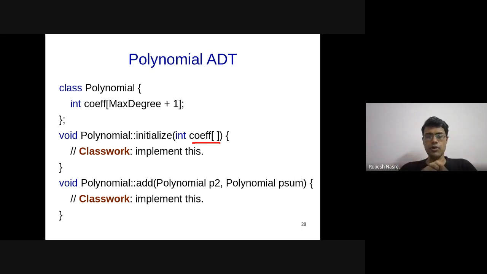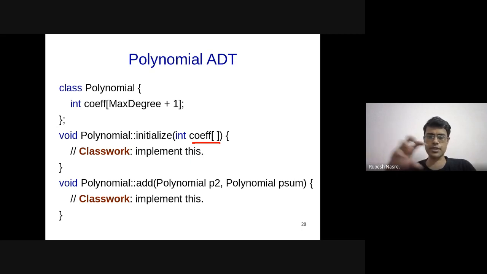There is another small issue with respect to this: the way I have defined P2 and Psum, these are copies of the P2 and Psum variables that are probably being passed as parameters, and therefore these may not be able to reflect the changes which you do inside this add in the caller, that is main. Right? So you should be careful while passing these parameters also.